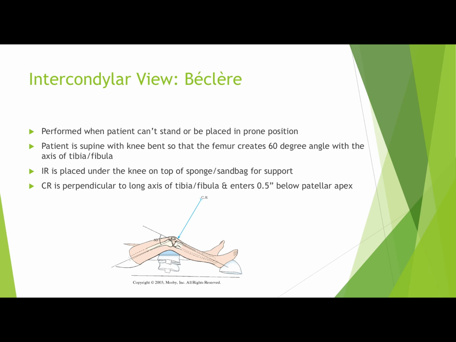Another intercondylar view would be called the Béclère, and it's performed when the patient can't stand or be placed in prone position. So the patient is going to be in supine position, laying down on their back with their knee bent so that the femur creates about a 60-degree angle with the axis of the tibia and fibula. The IR is going to be placed under the knee on top of a sponge or sandbag for support, and you're going to have the central ray angled perpendicular to the long axis of the tibia and fibula, and it'll enter about half an inch below the patellar apex. This view is going to open up the intercondylar fossa for those patients who can't stand or lay on their stomach.